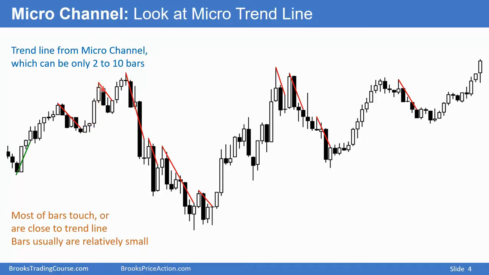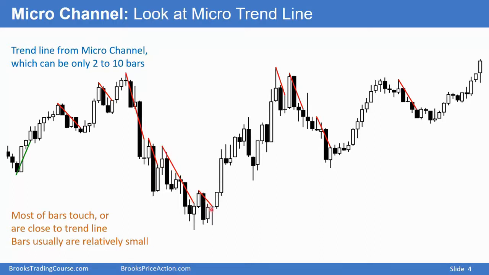Here, we have 2 bars, 3 bars, 4 bars without a pullback, and we finally break above the trend line here. So this is a 4-bar bear microchannel. And then here, another bear microchannel. We have a breakout above the high of that bar, so that ends that microchannel. Then a 3-bar microchannel. And then here, about a 10-bar microchannel.